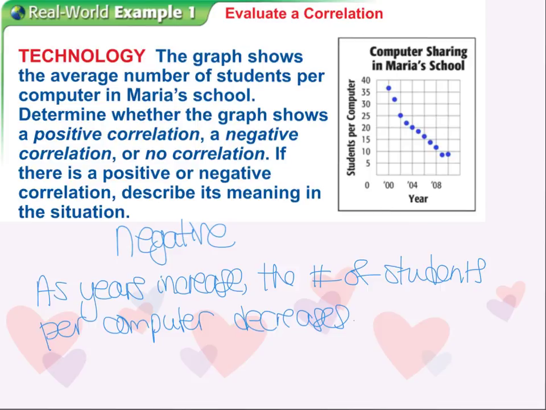All right, hopefully you guys had a chance to discuss. Hopefully you talked about that computers are just needed more often, they're less expensive, and schools have realized that they need more computers per student. Hopefully you had more of a conversation with that too.